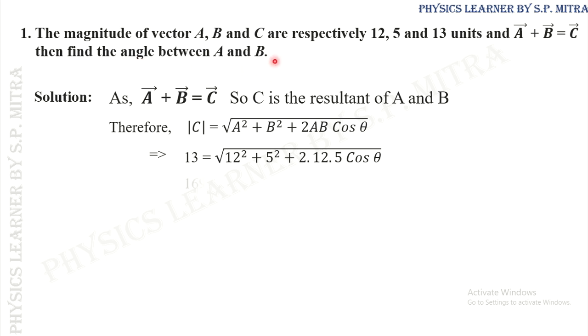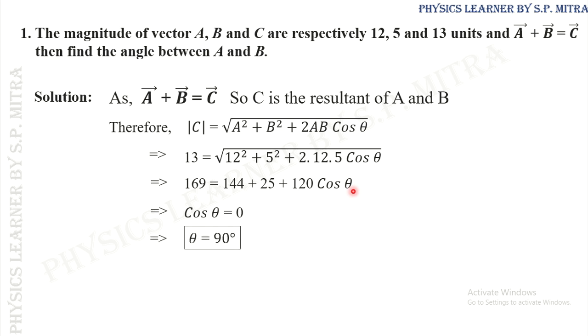In the next step I have squared both sides of this equation and got the result as 169 is equal to 144 plus 25 plus 120 cos theta, from which the value of cos theta becomes 0. That implies the angle theta is equal to 90 degrees. As we know, cos 90 is equal to 0.